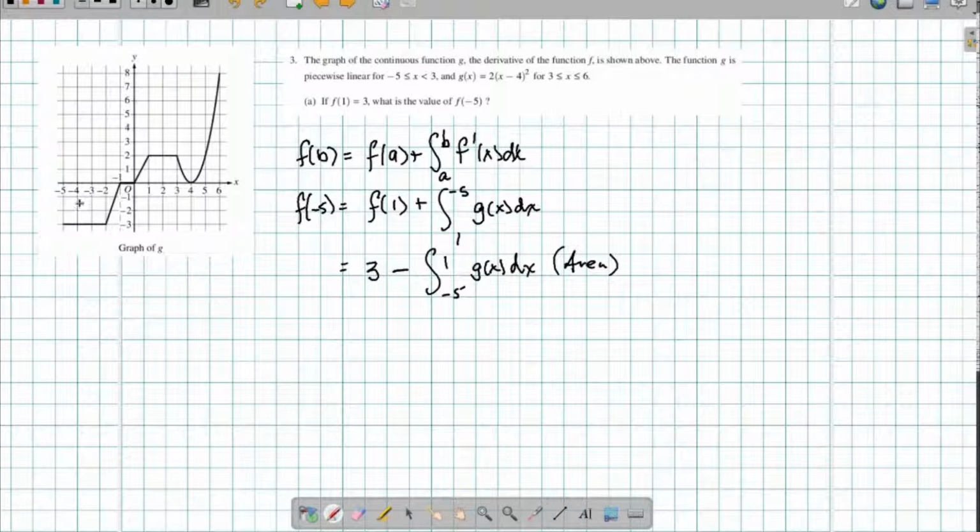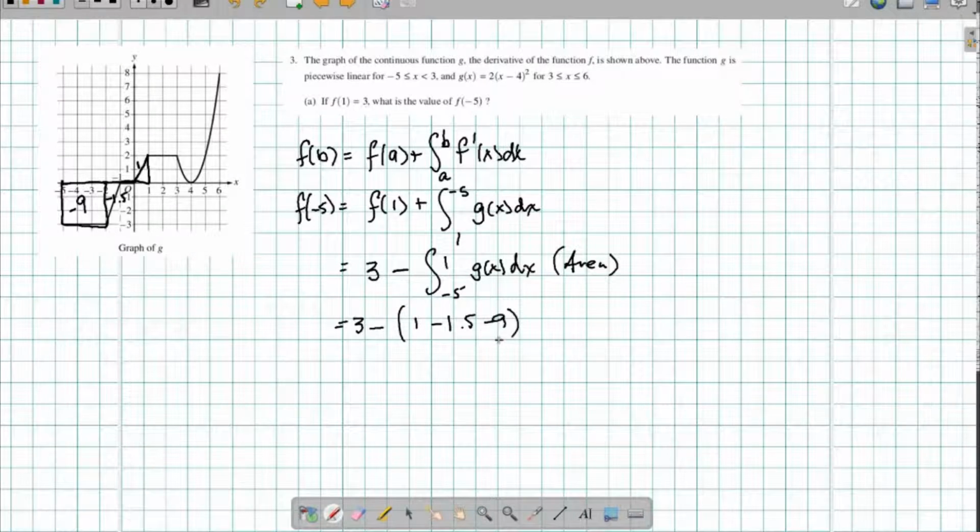So I've got this area from negative 5 to negative 2. That's a square with an area of 9, and it's below the x-axis, so it's negative. I've got this triangle with a base of 1 and a height of 3, so this is negative 1.5. From here to here, I'm constant 0. And then from here to here, this is going to be a triangle with a height of 2 and a base of 1, so that's going to be an area of 1. So I'm going to have 3 minus this expression. It's going to be 1 minus 1.5 minus 9.